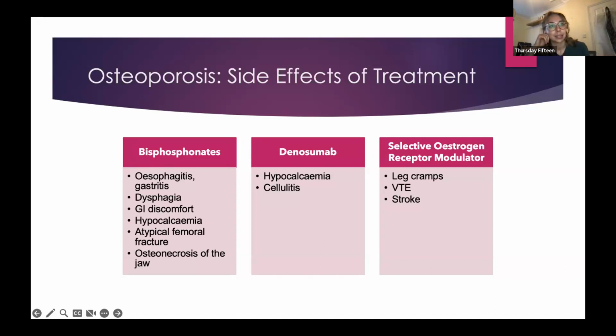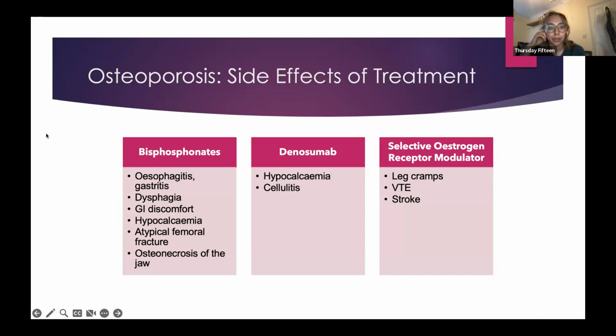So some risk factors are things like being female, having a vitamin D deficiency, being on steroids, having previous fractures, age, a low BMI, drinking lots of alcohol. They're all risk factors for osteoporosis. And the key number to remember is that a T-score on a DEXA scan of less than minus 2.5 is diagnostic for osteoporosis.